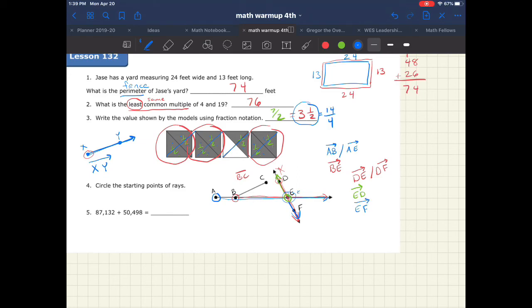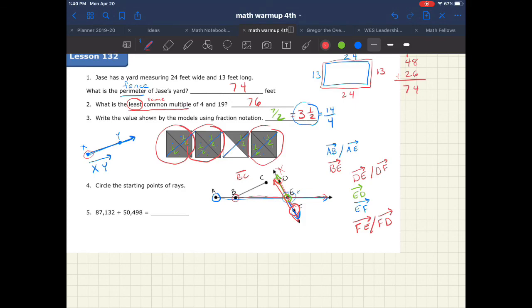Okay, what about F? Can F start a ray? Yeah, F can start a ray too, because F could go this way towards D. So we could say FE is a ray, and of course we could also call it FD. So there you go. You could circle every point on this figure except for C, as long as you're clear with which way it's going to make it be a ray.